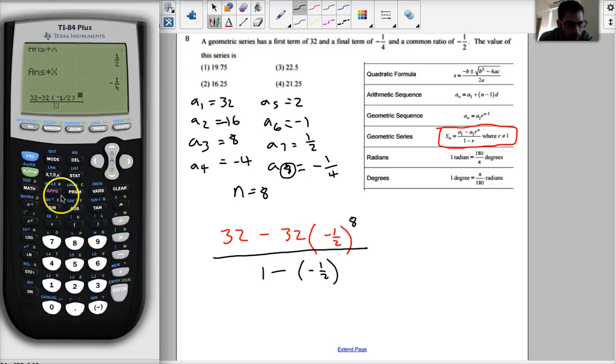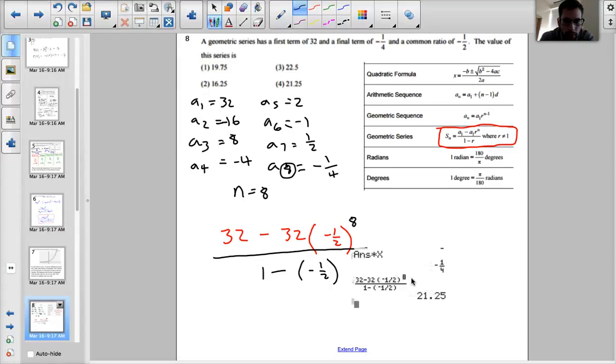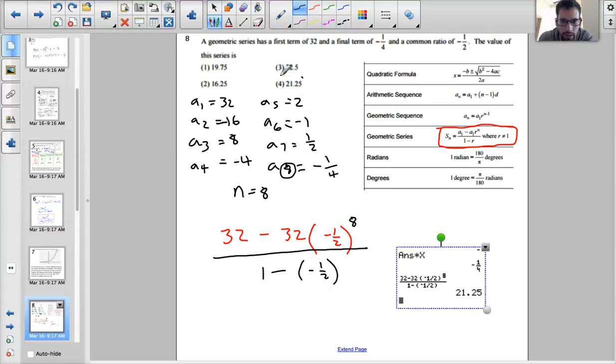All of this is being raised, or just the negative 1/2 is being raised to the 8th power, and it's going to be over 1 minus my common ratio, which again is negative 1 over 2. And this gives me 21.25. Ooh, and that is right there. That's the sum of my series.